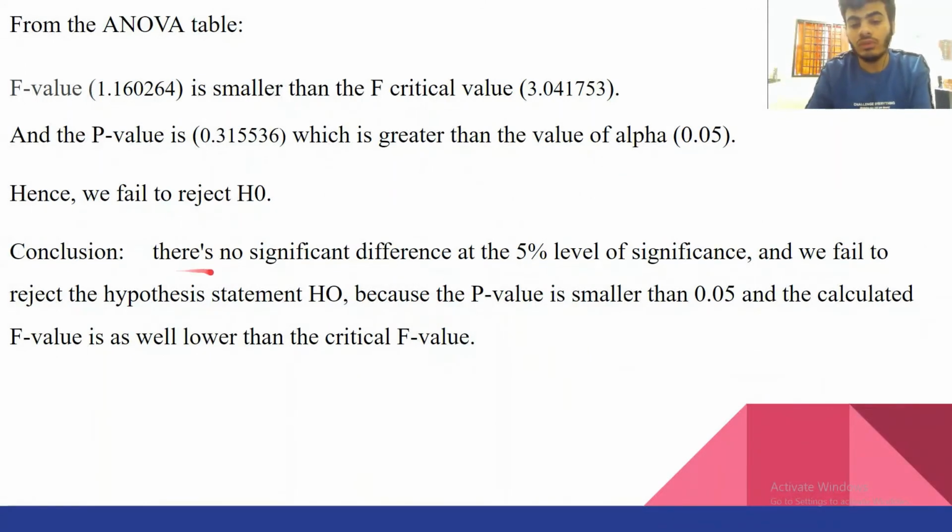In conclusion, there is no significant difference at the 5% level of significance, and we fail to reject the null hypothesis because the P value is greater than the value of alpha, and the calculated F value is as well lower than the critical F value. And that's all from me for part C. Moving on with part D.